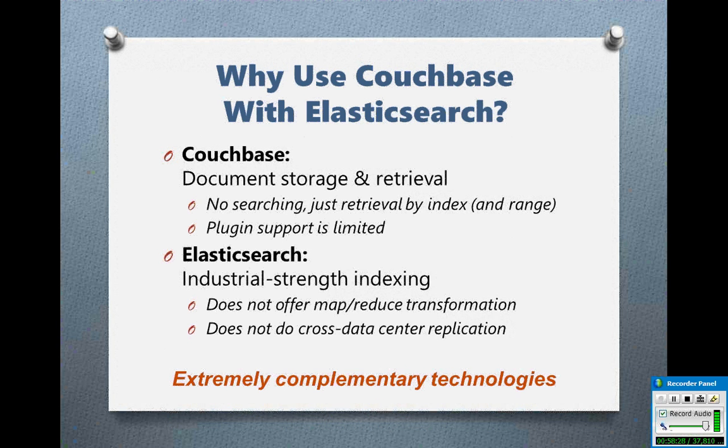So why use Couchbase with Elasticsearch? You can put your documents in Couchbase and they will automatically show up in Elasticsearch. This gives you the benefit of being able to store and retrieve documents from Couchbase. You can also retrieve them from Elasticsearch if you wish, and you can use Elasticsearch to full-text search the documents you put into Couchbase. Couchbase doesn't really have a search system at all. It allows you to get a document from an ID, or documents from a range of IDs. I think that's it. That's what it does.